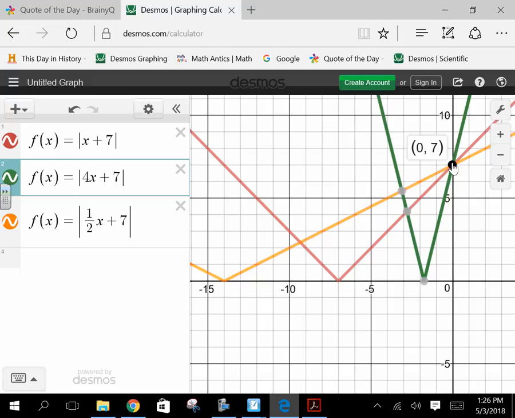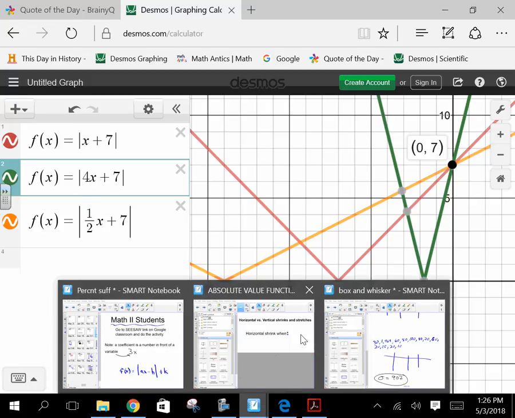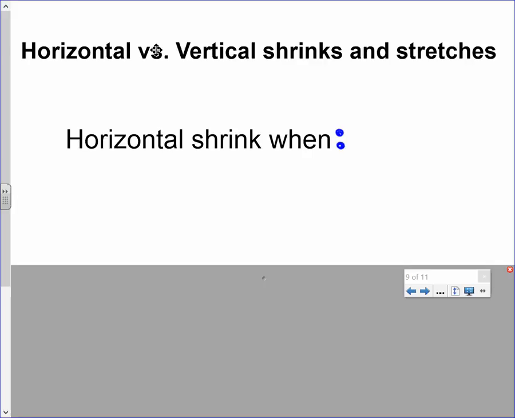If I get an a value that's less than 1 but greater than 0, which is a fraction, I get a horizontal stretch. And look at the orange. I took the original and stretched it by a factor of 1/2. You see. So let's summarize. When is a horizontal shrink realized?